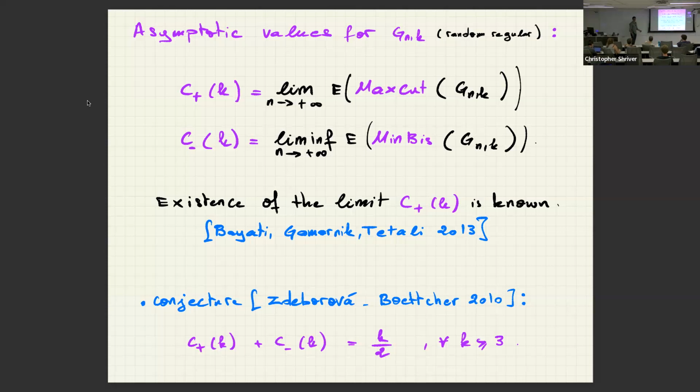There are efforts from many people to try to prove this. So far, this is a conjecture. But one question you can ask to make this easier is: can I prove this for k large? Can I get any hold on this conjecture for a large degree k?